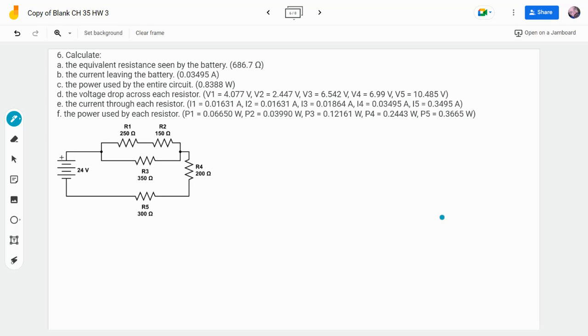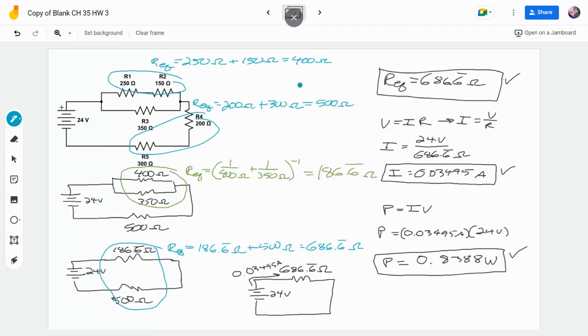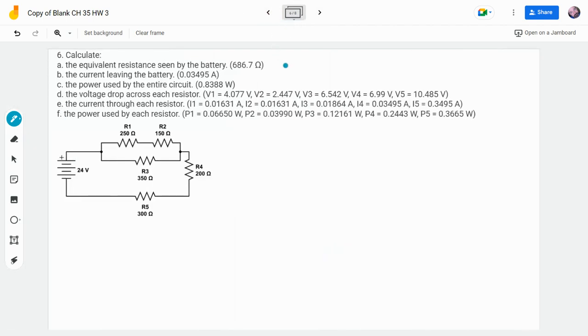This is part 2 of chapter 35, homework 3, problem 6. In the first part we did A, B, and C. We found the equivalent resistance seen by the battery, the current leaving the battery, and the power used by the entire circuit. So that was all of this stuff here. In this part we're going to find the voltage drop across each resistor, the current through each resistor, and the power used by each resistor.